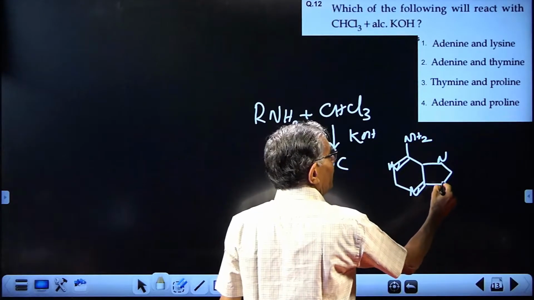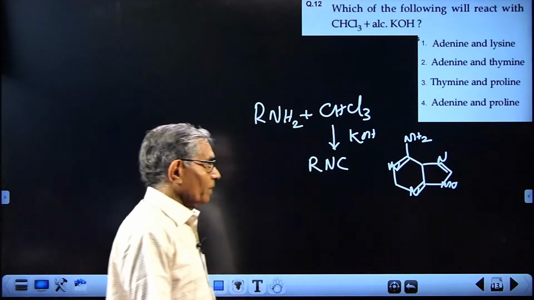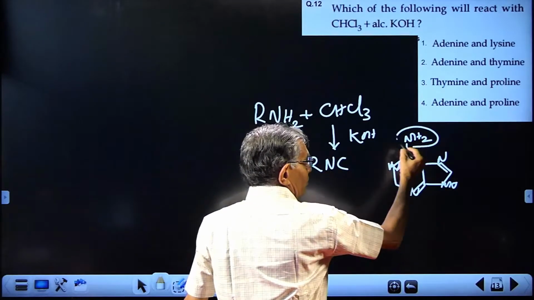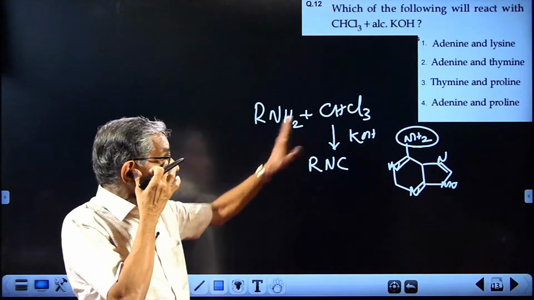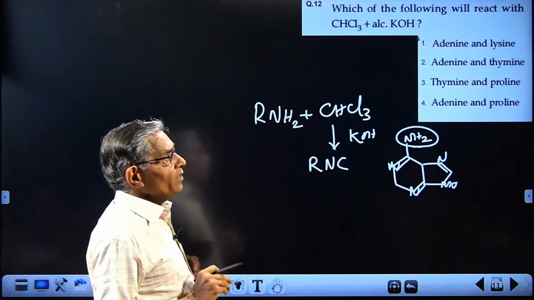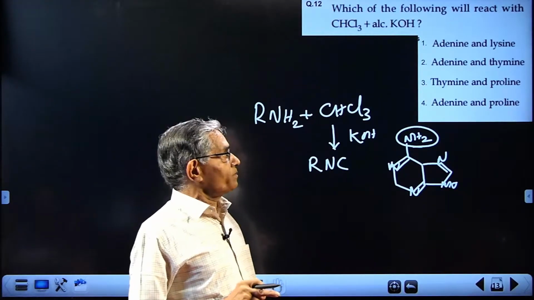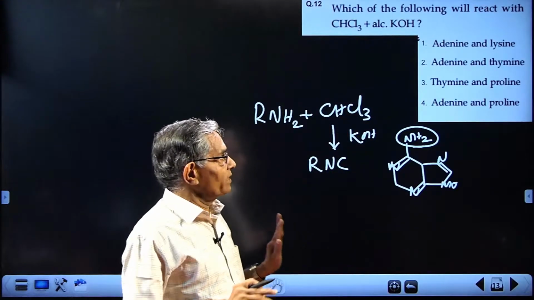Nitrogen followed by NS there, and this will be followed by this bond. It contains a primary amino group, which means it will answer this particular reaction. Lysine also contains a basic amino group. Lysine is an amino acid. It contains two primary amino groups, so that will also answer the test.